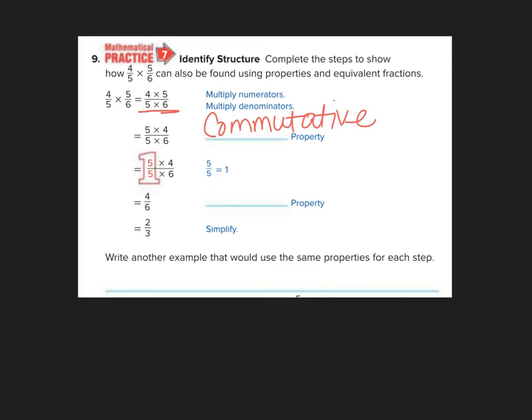Because now look, 5 over 5 is the same as 1. So we cancel them out. Cancel, cancel. So we're left with 4/6.